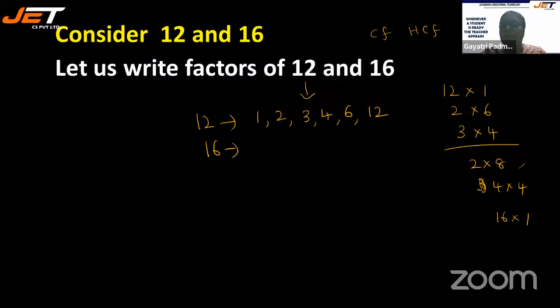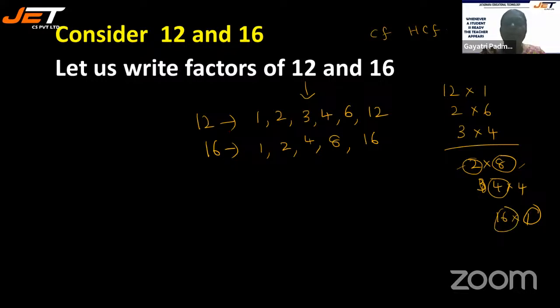All right. So let us again check. It will go in 2 table. 3 will not go. 4 4s are 16. Okay. Next 5 will not go. 6 will not go. 7 will not go. 8 2s are 16. We've already written. 9 will not go. 10 will not go. 11 will not go. 12 will not go. 13 will not go. 14 will not go. 15 will not go. 16 will go. So 1, 2, 4, 8, next 16.